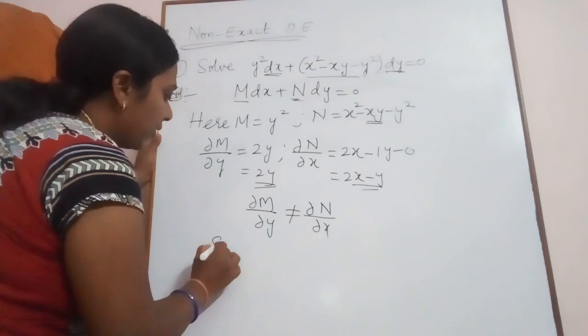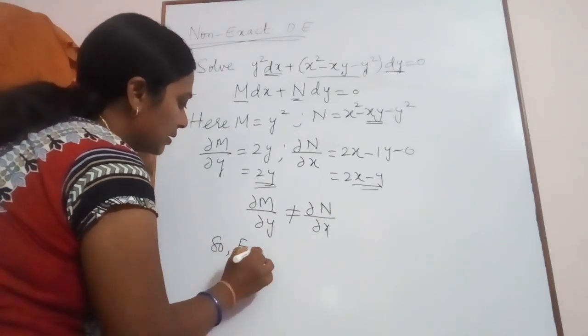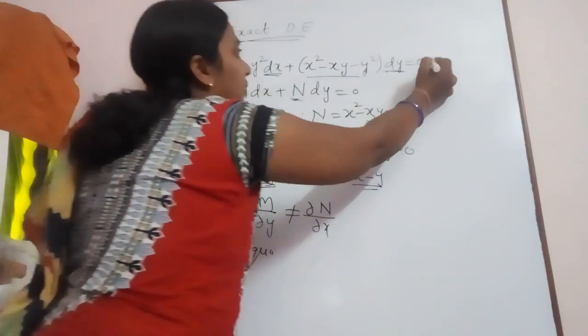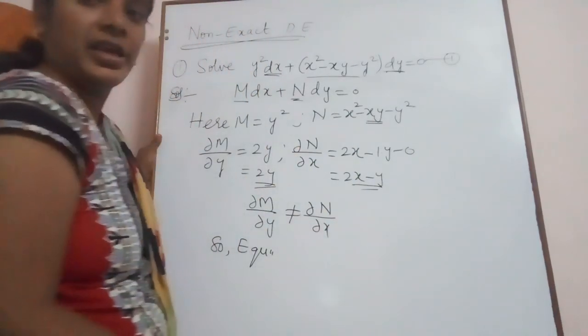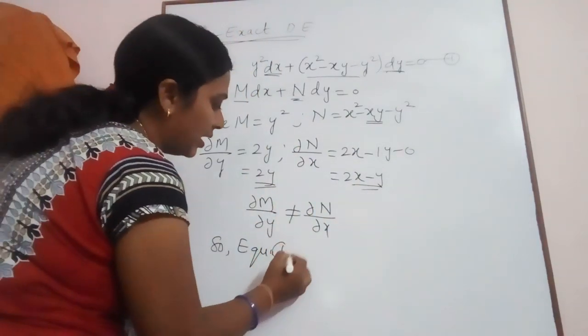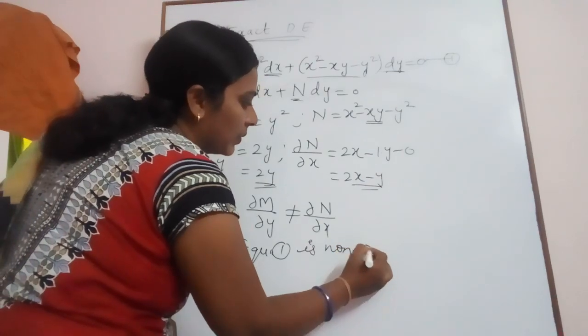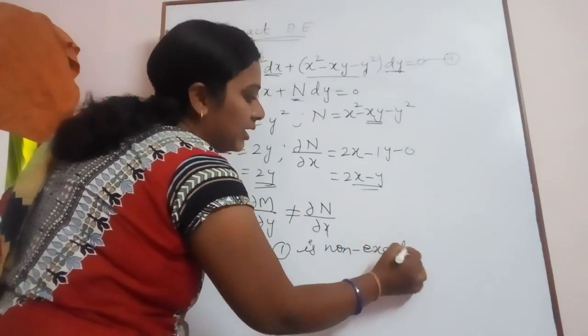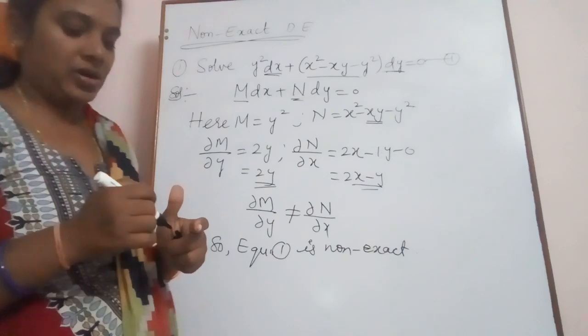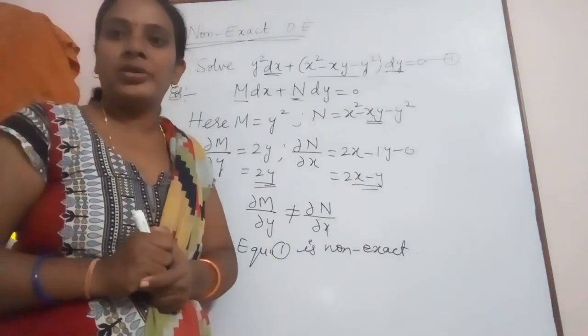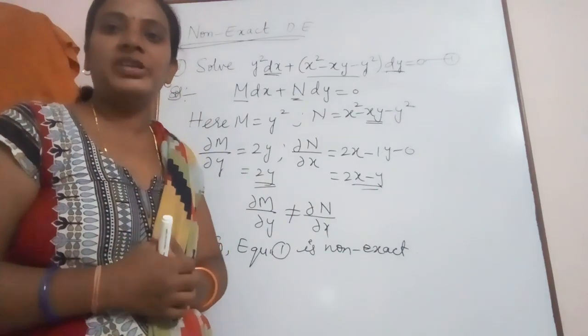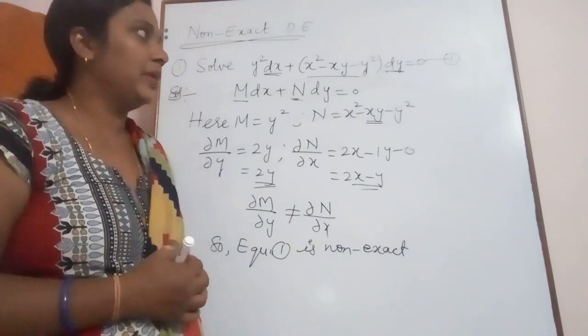So the given problem is equation 1, and that equation 1 is non-exact. Here clearly the given problem is non-exact. We follow the five methods. Which method is suitable for this problem?